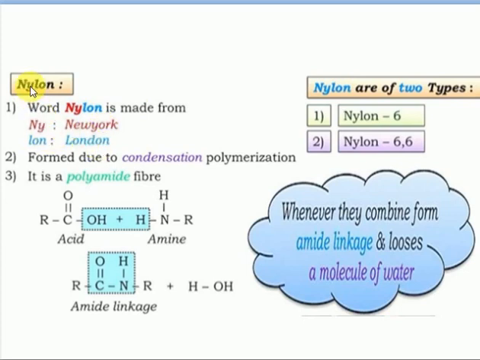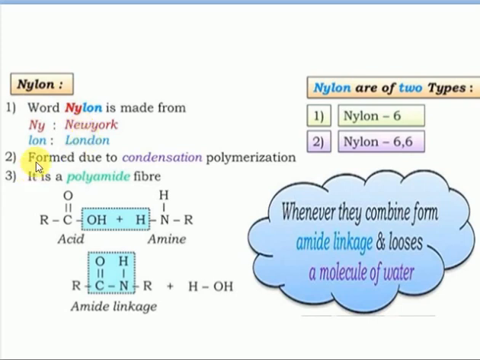Why do they mention New York and London? Because at the same time they prepared one synthetic polymer. By using coal, air and water, they prepared one type of fiber that's called nylon. Remember students, once again, the name nylon is coming from New York and London only.